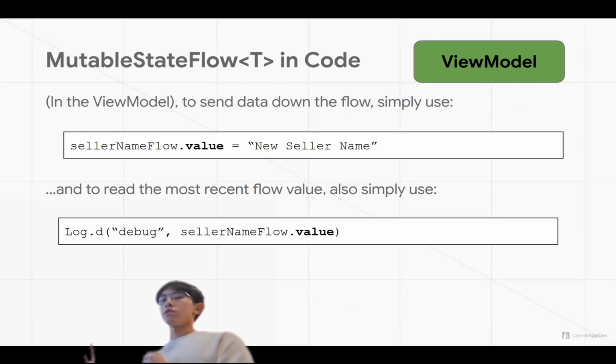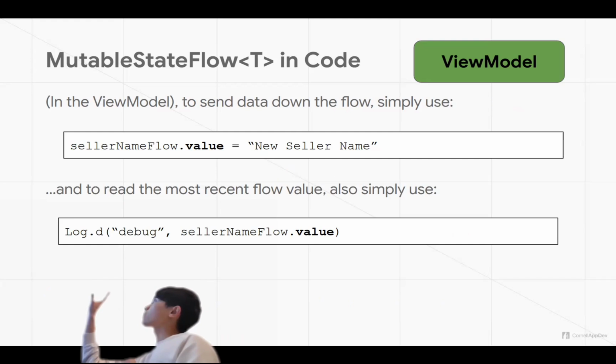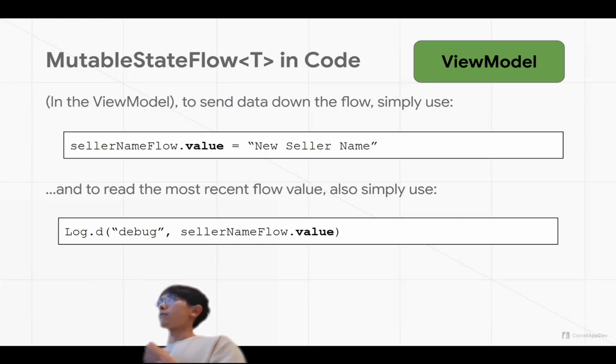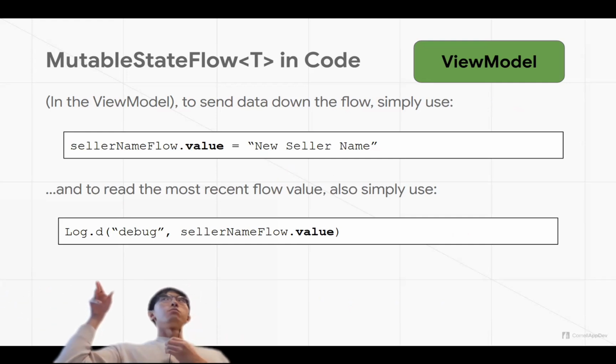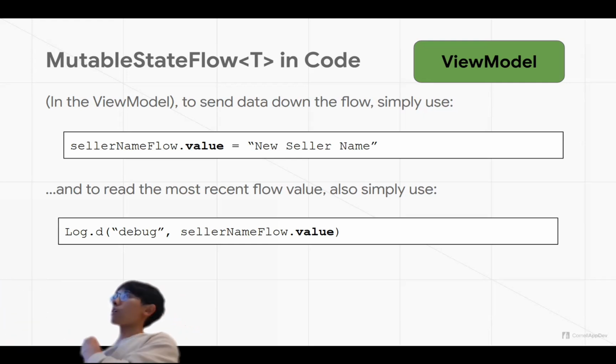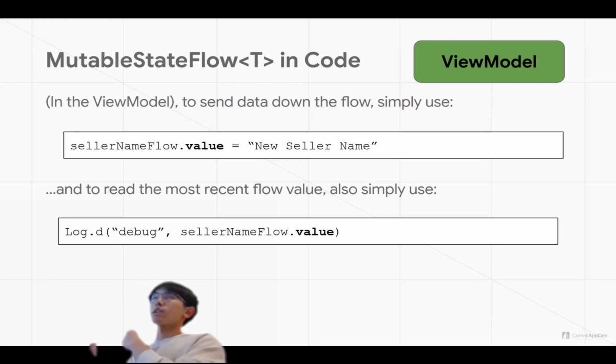And then to use a mutable state flow is very simple. Again, this is purely for the view model. To send data down a flow, you'll just use the dot value field to set what the most recent value of that flow is. So you just say dot value equals new seller name, and then just by calling that one line, that new string, new seller name, will be sent down the seller name flow and automatically update the UI, as long as you do what's on the next slide.